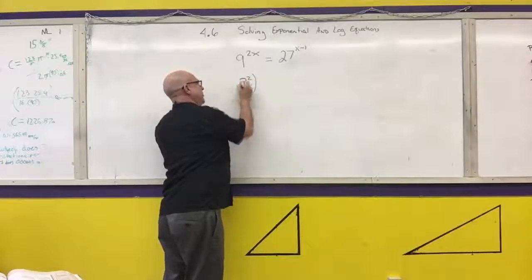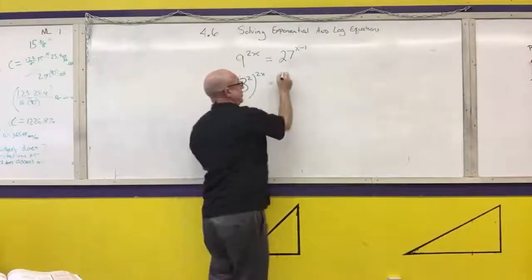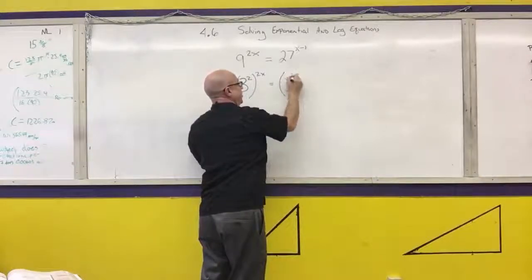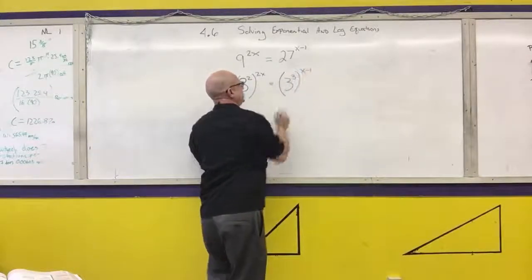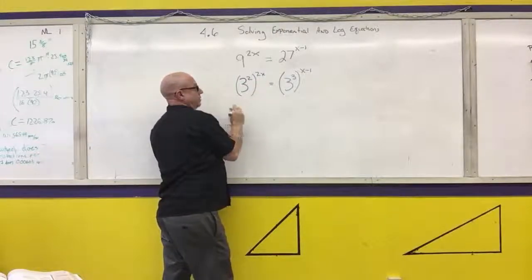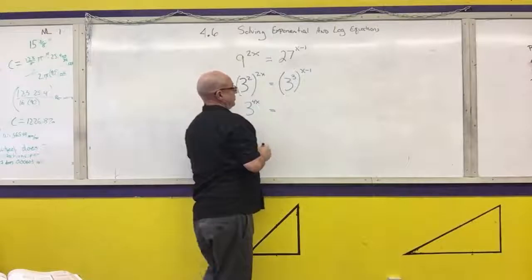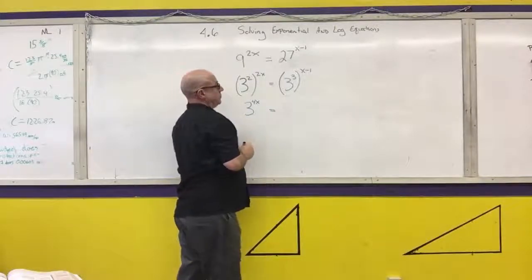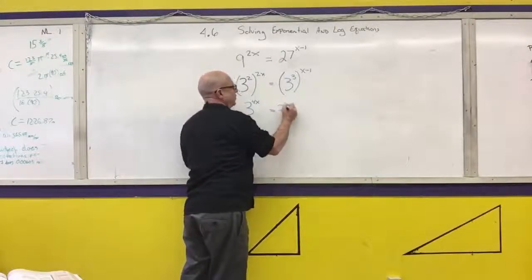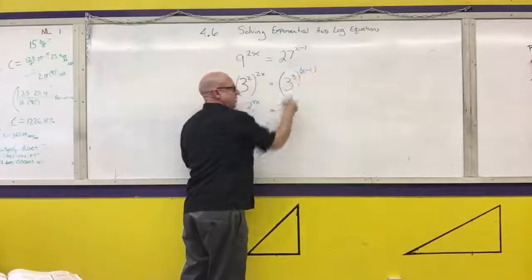So 9 is 3 squared to the 2x. What is 27? 3 cubed to the x minus 1. So what do I do here? What's this left-hand side going to be? 3 to the 4x. How about the right-hand side? There you go. Where students mess this one up is they don't distribute. This is a multiplication problem. That 3 has to multiply times both of those.